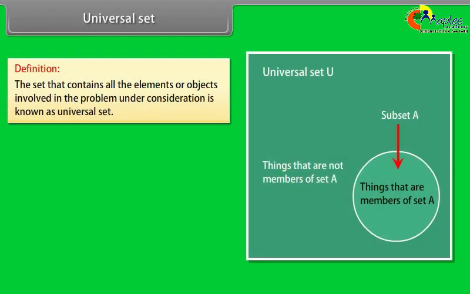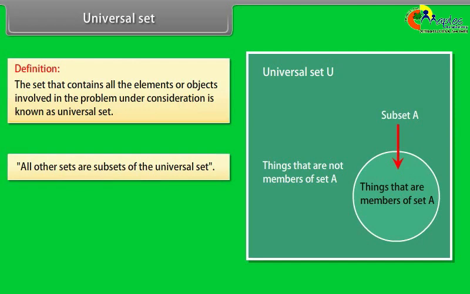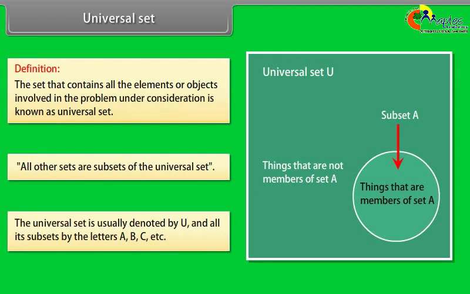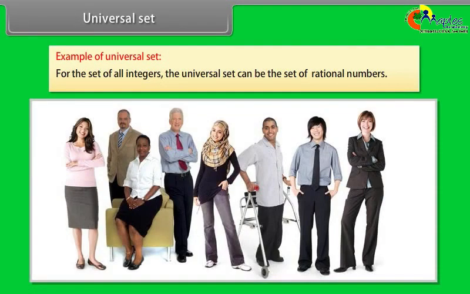Universal set. Definition: the set that contains all the elements or objects involved in the problem under consideration is known as universal set. All other sets are subsets of the universal set. The universal set is usually denoted by U, and all its subsets by the letters A, B, C, etc. Example of universal set. For the set of all integers, the universal set can be the set of rational numbers.